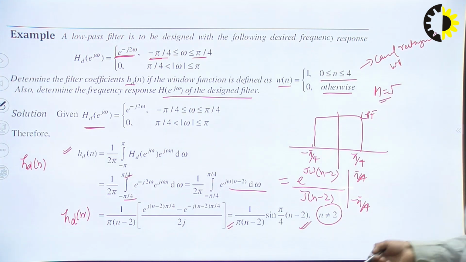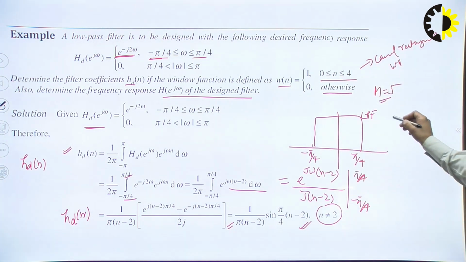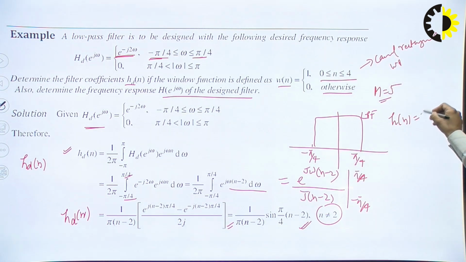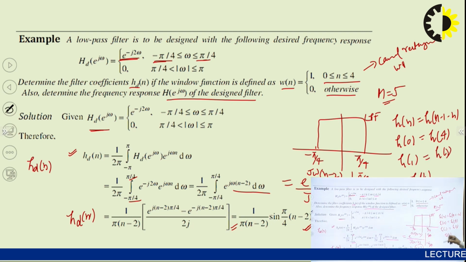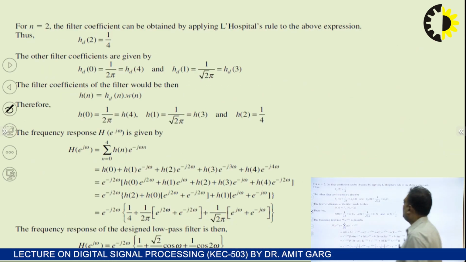Again, because we are dealing with FIR filters, in case of FIR filter there will be a property of linear phase. This property says that h0 will be equal to h4, h1 equals h3, and h2 will be there. So you have to calculate only these three coefficient values. Other coefficient values will follow accordingly.